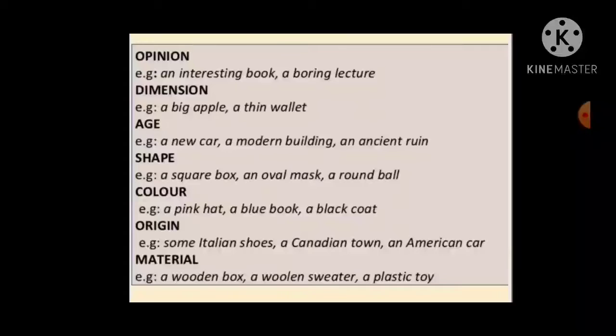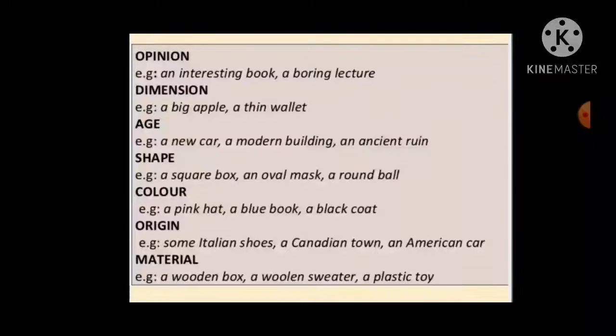An interesting book, a boring lecture. What kind of book? Interesting. What kind of lecture? Boring. So, you are giving your opinion about the book and lecture, that is what you call opinion. Next, dimension. So, dimension means what? Measurement. So, a big apple, a thin wallet. What kind of apple? Big, size. Wallet, thin. So, these are dimensions.